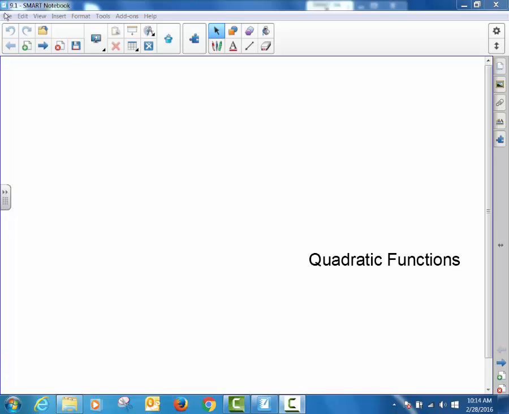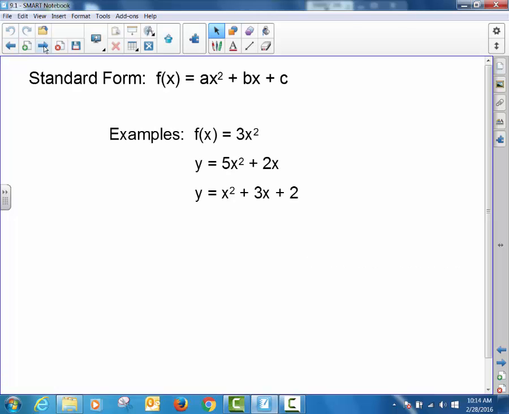Okay, we're going to be studying quadratic functions. This is what you've been leading up to from the previous chapter. The standard form of the quadratic function is the quadratic equation f of x equals ax squared plus bx plus c. Now the a stands for the number that's in front of the x squared.